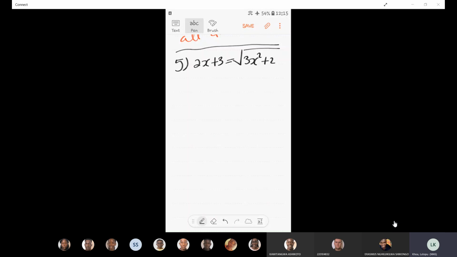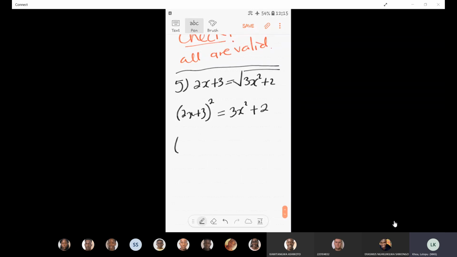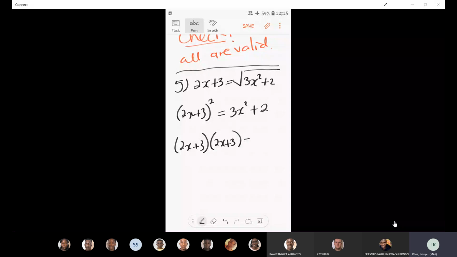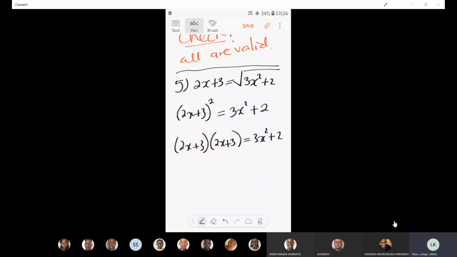Okay, should be done. With this one here, because the square root is already isolated by itself, you can just go ahead and square both sides. So you will get 2x plus 3 squared. This is equal to 3x squared plus 2. Okay, multiply out the brackets. This is 2x plus 3 times 2x plus 3. This is 3x squared plus 2.